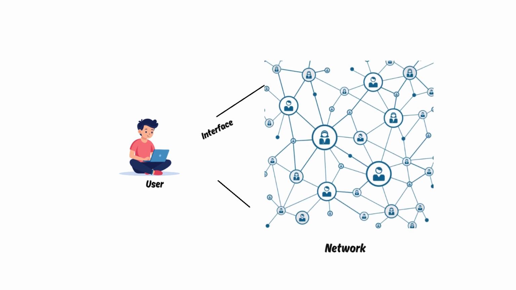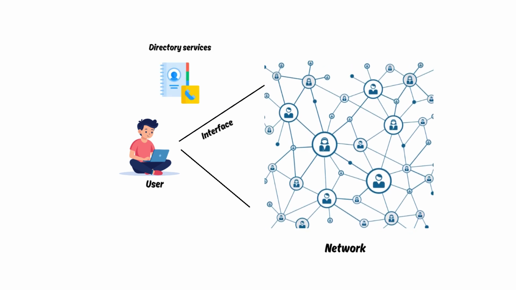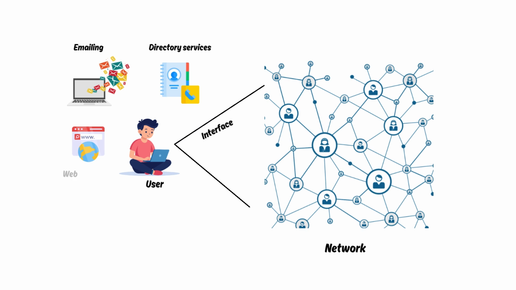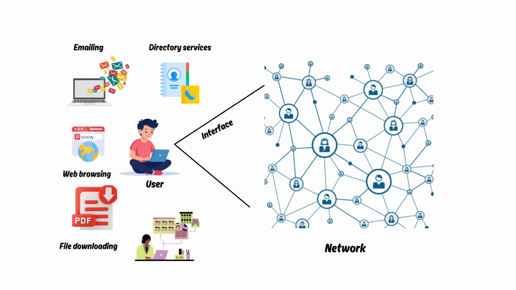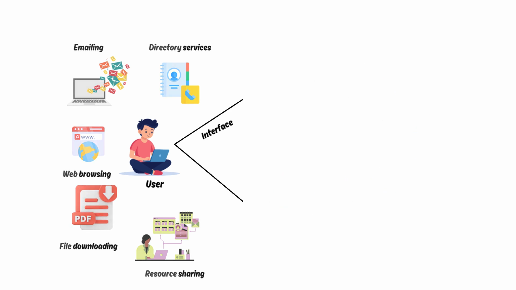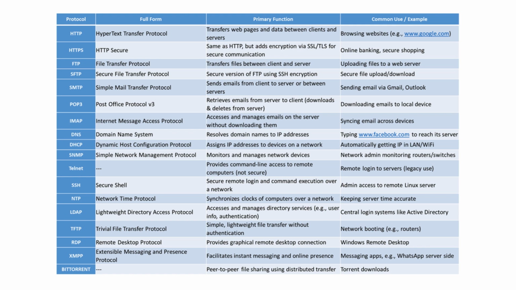This layer enables us to perform directory services, emailing, browsing, file downloading, and resource sharing. These applications use the services provided by the lower layer to send and receive data. There is a huge list of protocols operating at this layer. We have highlighted some of the important protocols based on primary functions and common uses in this table. So press the pause button and take some time to read this frame.